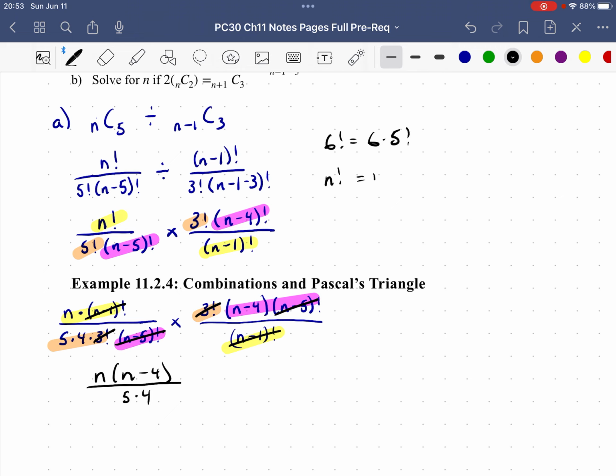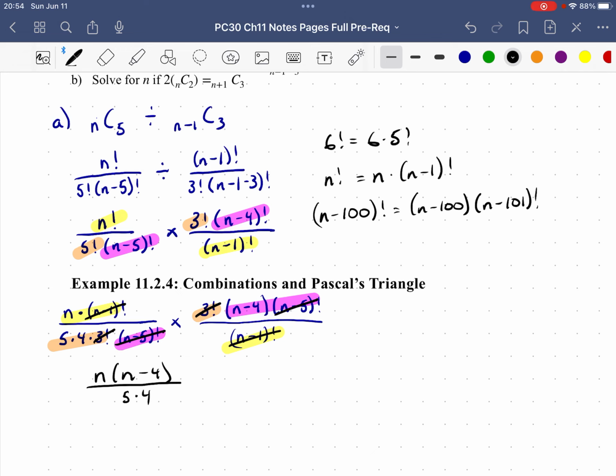n factorial is equal to n times (n minus 1) factorial, like this. n minus 100 factorial is equal to (n minus 100) times (n minus 101) factorial. You take the first one and then you times it by one smaller than it.